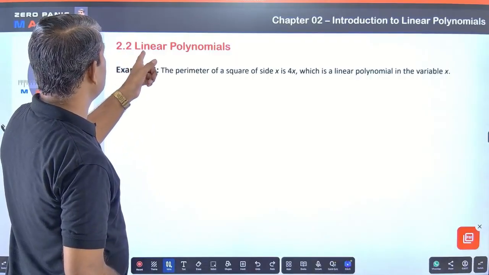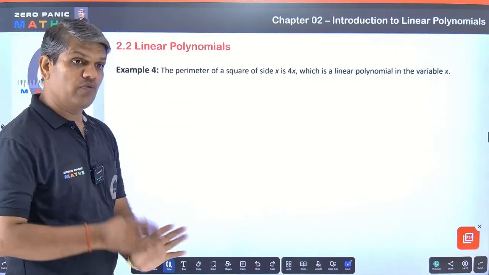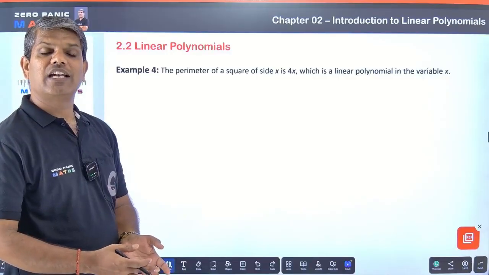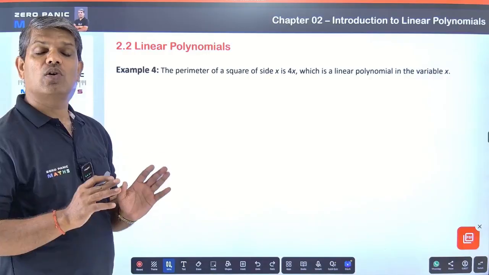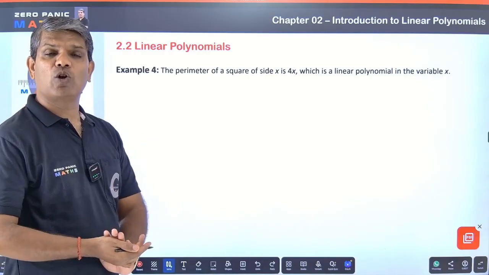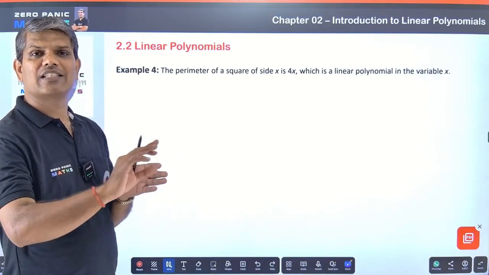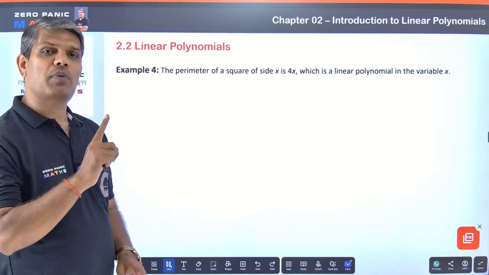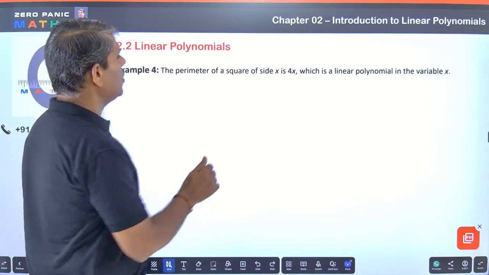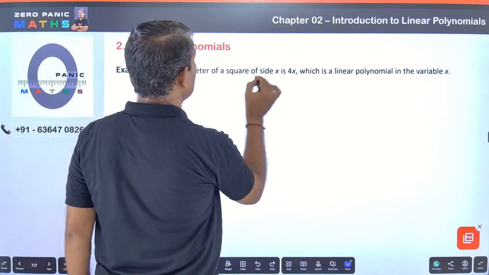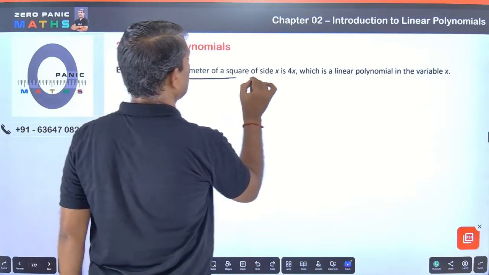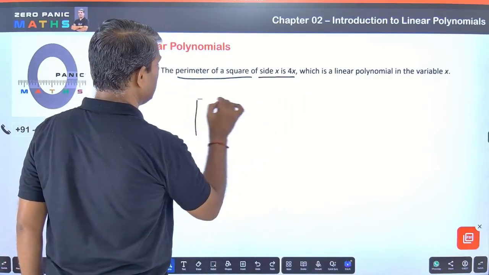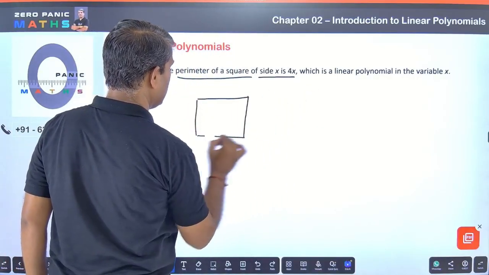Now the second concept here is linear polynomial. Now we are actually going into the specific part of this chapter, that is linear polynomial. So you know what a linear polynomial is? A linear polynomial is an algebraic expression with one variable whose highest power is 1. For example, the perimeter of a square of side x is 4x. That is an example of a linear polynomial.